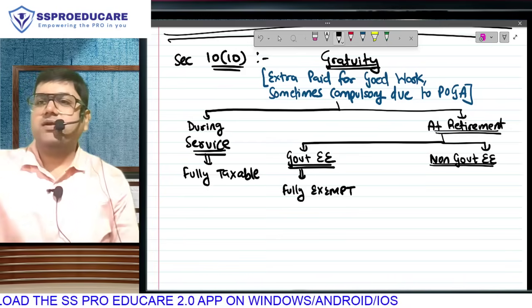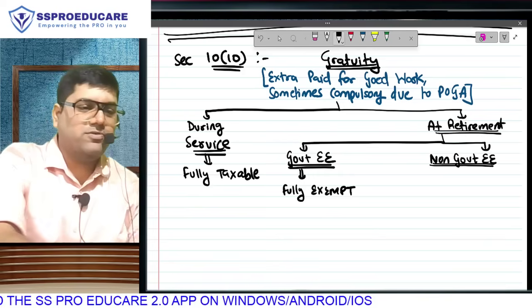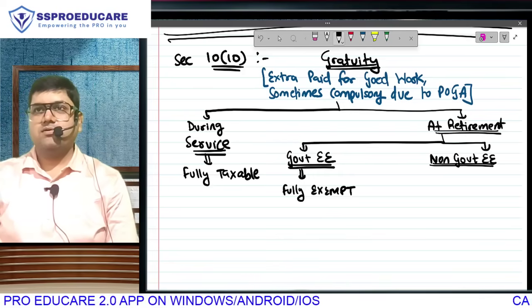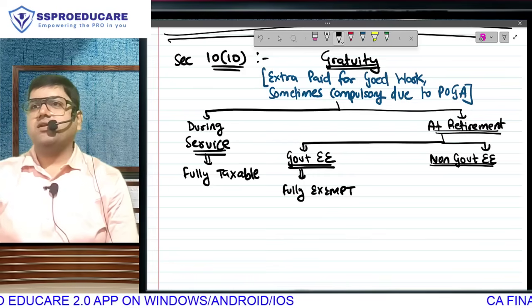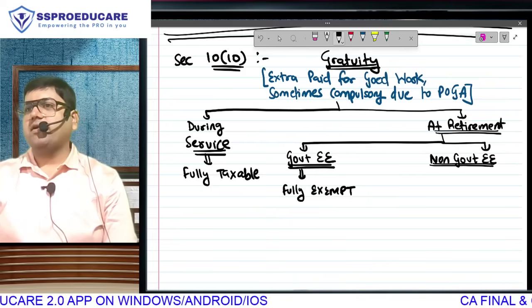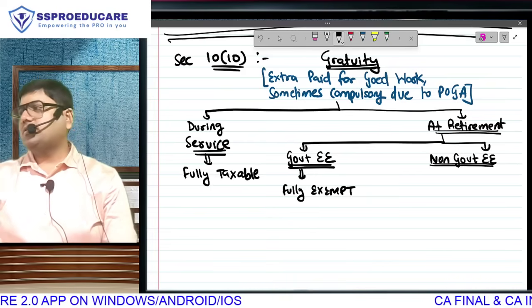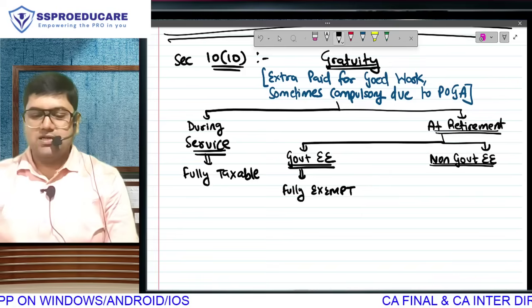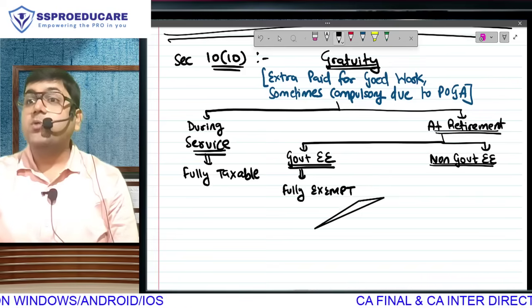Mr. X is a government employee. He has received gratuity of 5 lakhs of financial year 25-26. So that will be fully taxable.